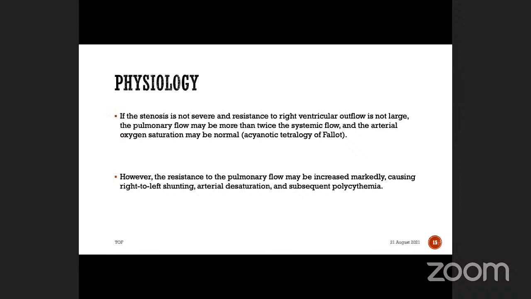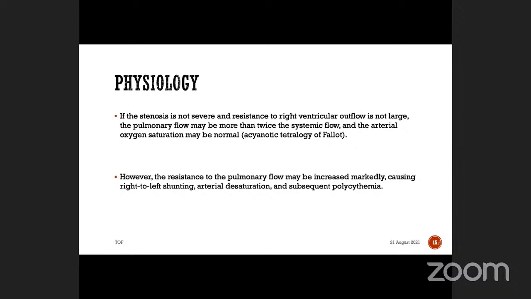If the stenosis is not that severe and the resistance to right ventricular flow is not too large, meaning there's no pulmonary hypertension, the pulmonary flow may be more than twice the systemic flow, and the arterial oxygen saturation can be close to normal. So you can have a patient who has severe RVOT obstruction but is not cyanotic because they have low pulmonary pressures.